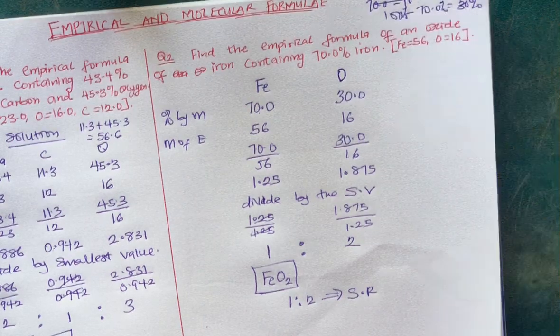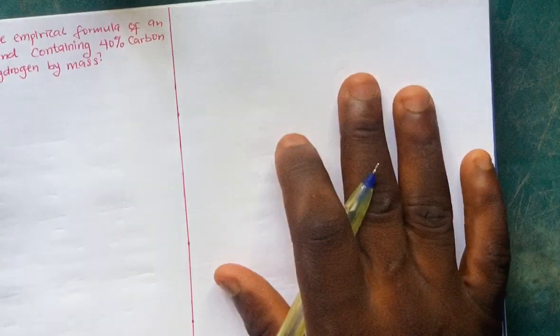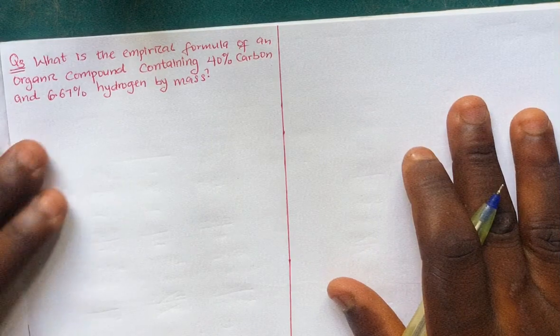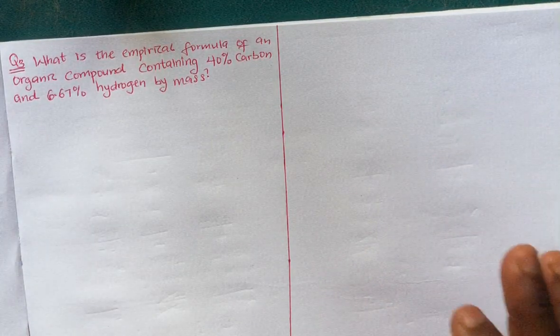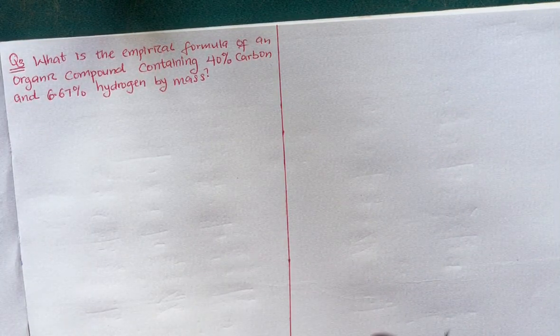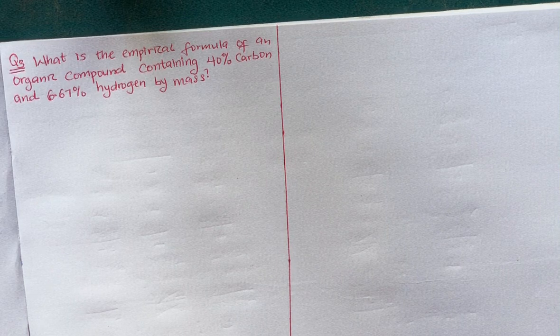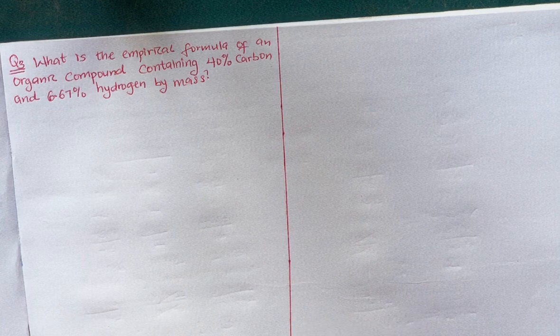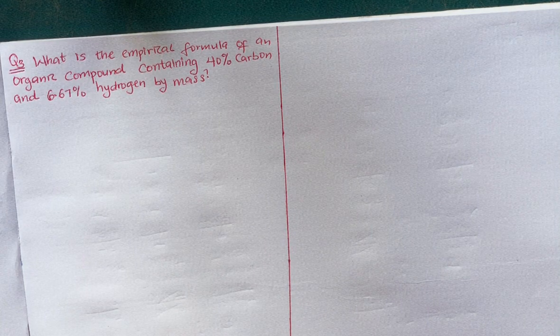Then let's go for the last question here. The last question I'm having here is: what is the empirical formula of an organic compound? This one is an organic compound, not an inorganic compound, containing 40% of carbon and 6.67% of hydrogen by mass. If it is an inorganic compound, we know that there are some elements that react together to form the particular compound. But in this case, an organic compound containing 40% of carbon, we need to verify if the total percentage is up to 100%.